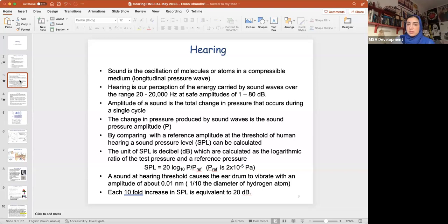Now, the amplitude of the sound, as I mentioned, is a total change in pressure, and it will basically be shown and depicted in the loudness, the volume. So higher amplitude, louder; lower, quieter. Now, the wavelength, if it's closer together, it's a higher pitch of sound. If they're farther away from each other, that is a lower pitch of sound. So the change in pressure produced by sound waves is a sound pressure amplitude.